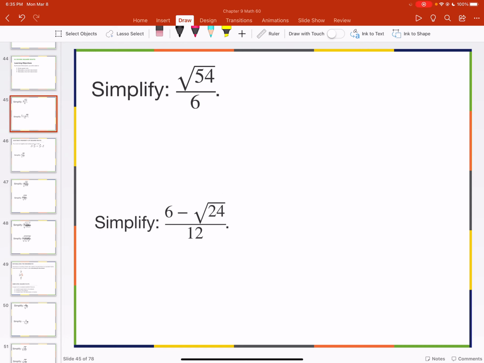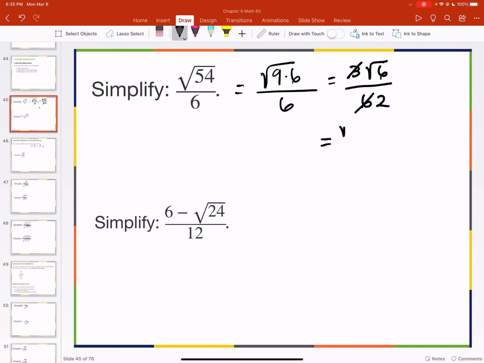Okay, so these are some simple division problems. The first thing you would do if you have a radical is simplify it. So this is the square root of 9 times 6 over 6. The square root of 9 becomes 3, and then you have root 6 inside over 6. But we're not done here, because 3 divides into 6 twice. So your final answer is root 6 over 2.